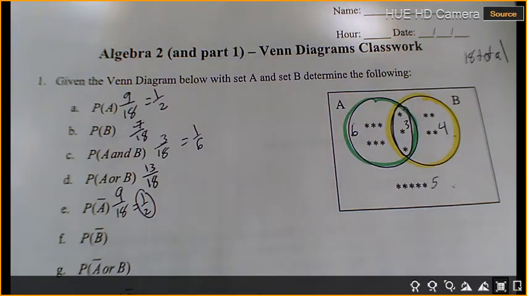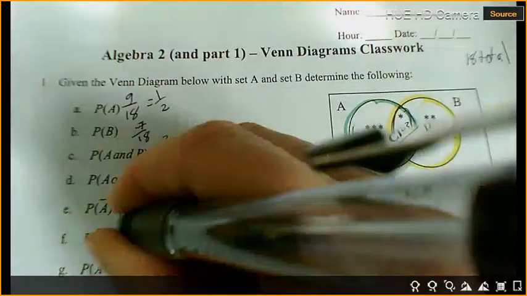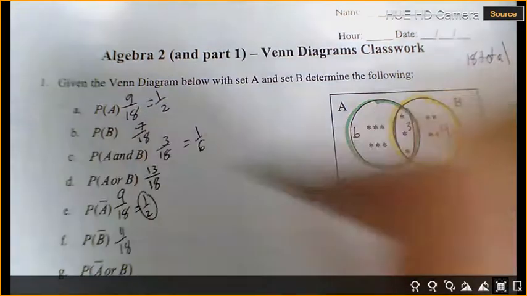What about not B? How many are there not in B? 11 out of 18, right? Okay.